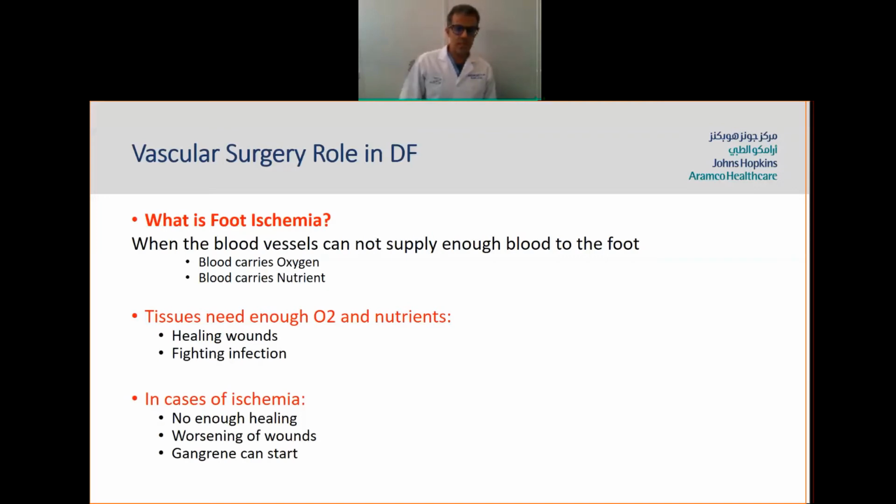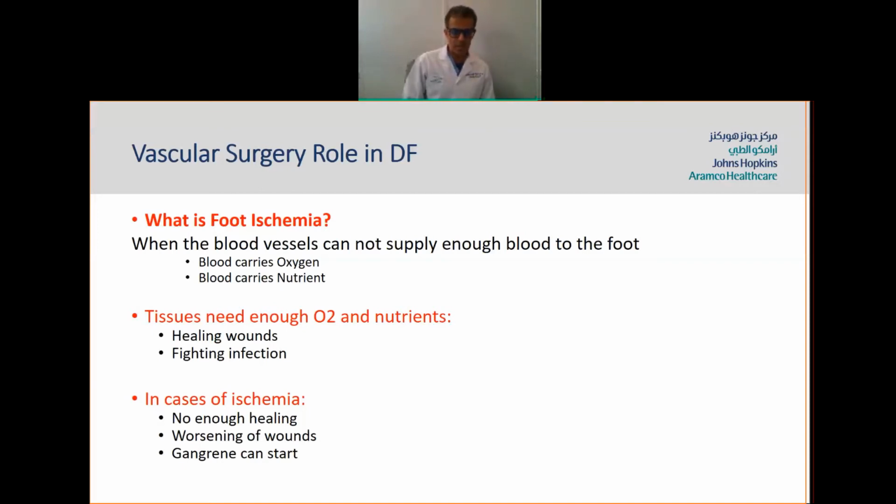So let's talk about foot ischemia. Foot ischemia happens when there is not enough blood supplied to the foot because the blood vessels are not capable of doing it. And we know that the blood carries the oxygen necessary for new cells to form, which is the healing tissue, and also the nutrients that support the process of healing. Tissue always needs oxygen and nutrients while fighting infection and healing wounds.